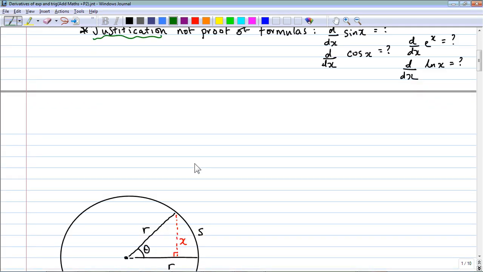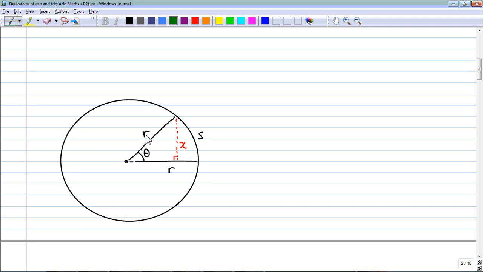So this is my own picture. Here I've just drawn a circle, a radius line, and I've dropped a perpendicular, the red dotted line, which I've called x. Now we know that s is equal to r theta. We know that from P1 or wherever you learned that, if theta is measured in radians. So I hope you remember that's only true in radians. Now x, of course, using basic trigonometry, is just r multiplied by the sine of theta.